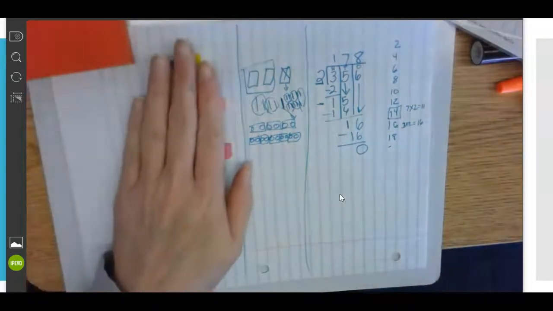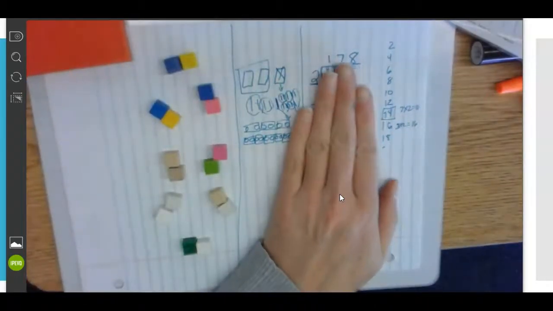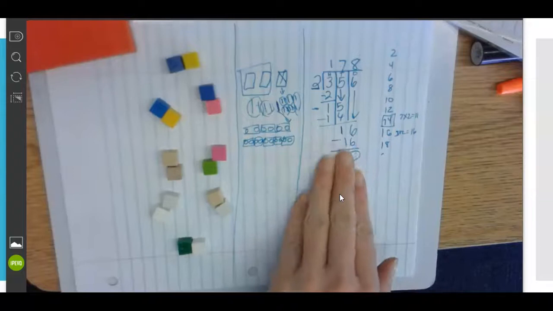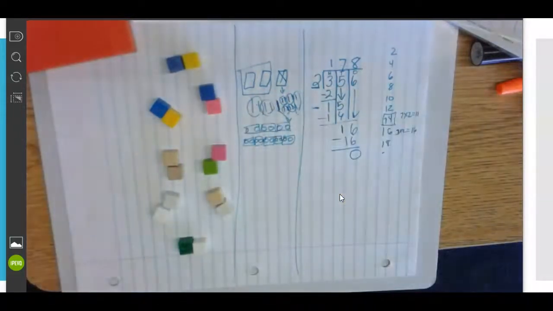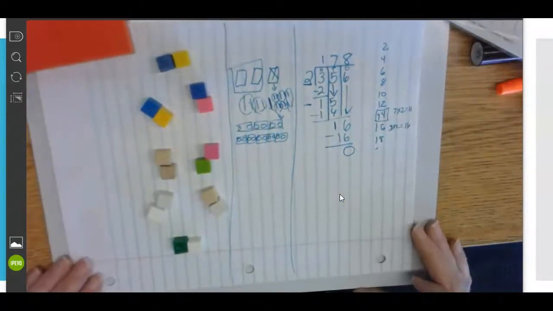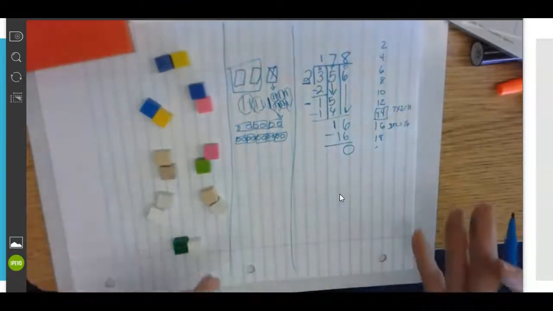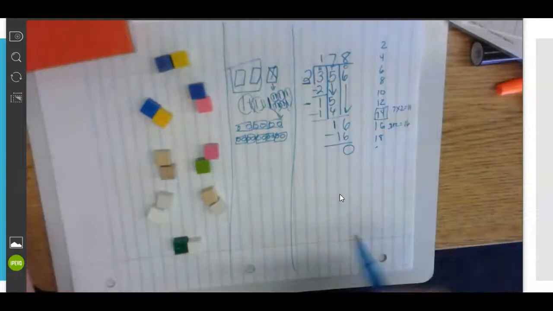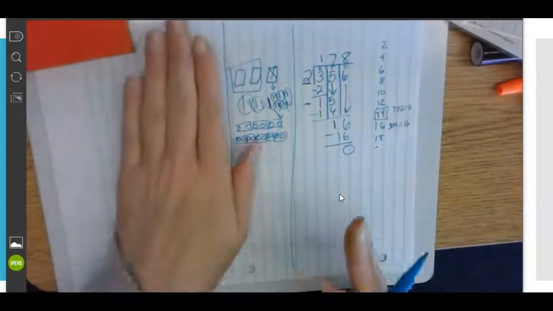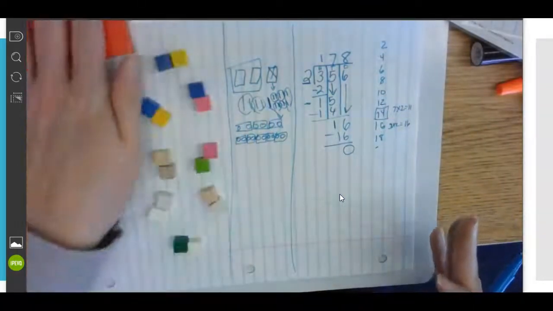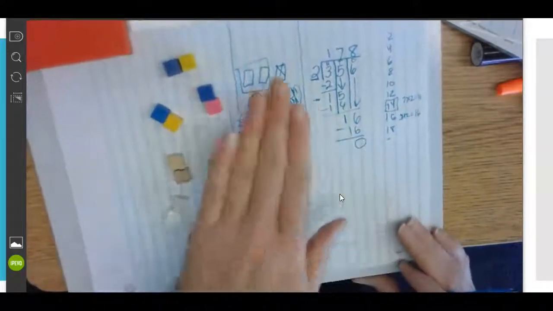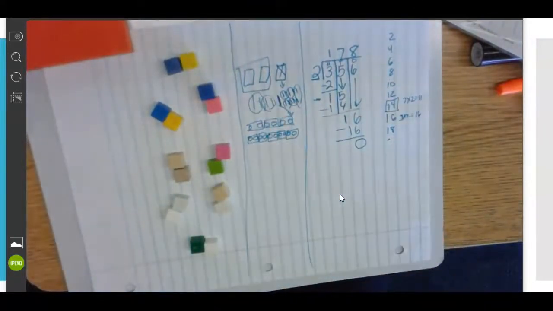This is how the base 10 blocks, the drawing, and the algorithm all relate. And I wanted to kind of give you an idea of how to do that. And you can take your kids. Now, would I do this in one lesson? I might. Would I maybe do just the base 10 blocks and the algorithm and then take it to the drawing? That's up to you and your students.